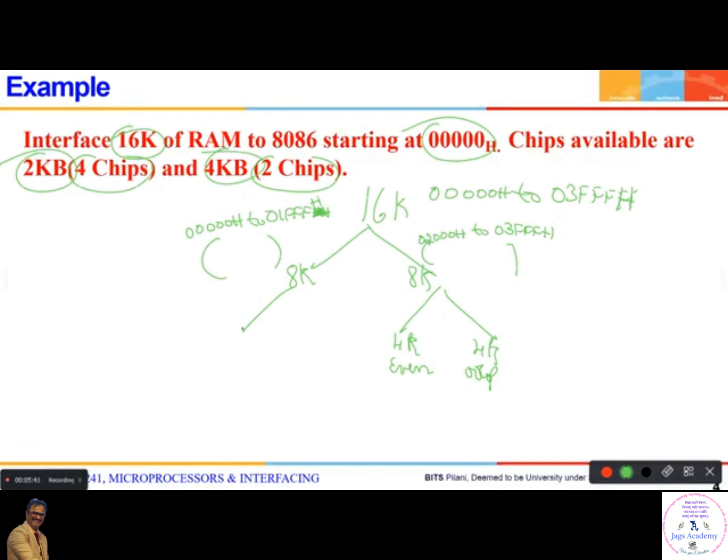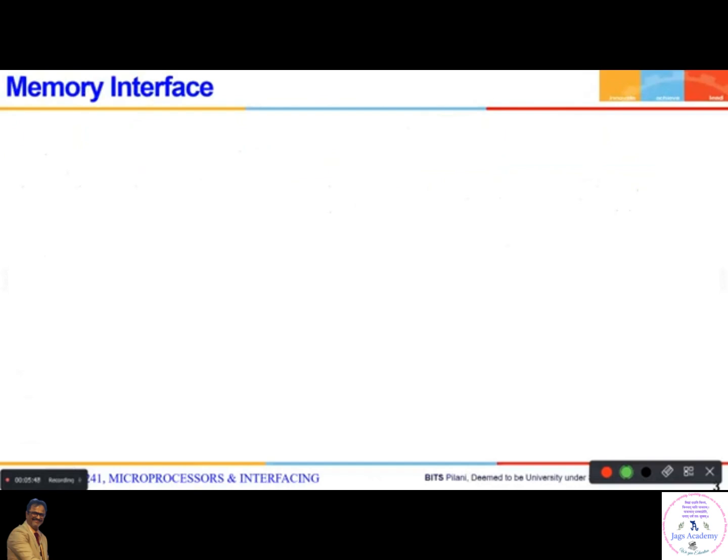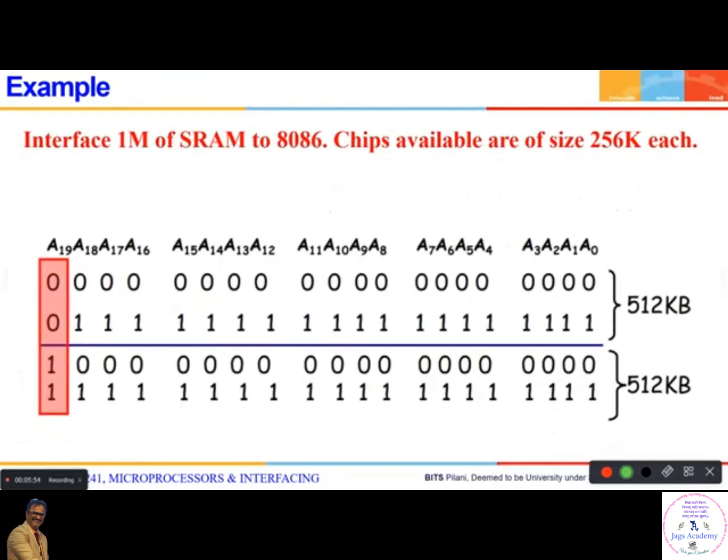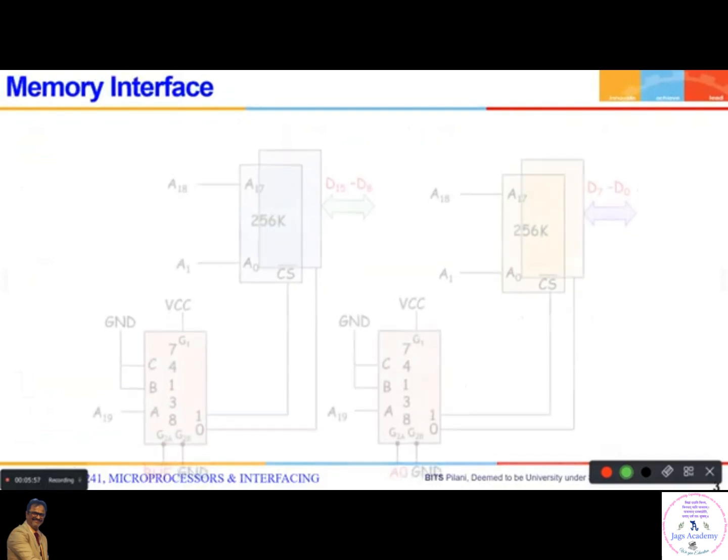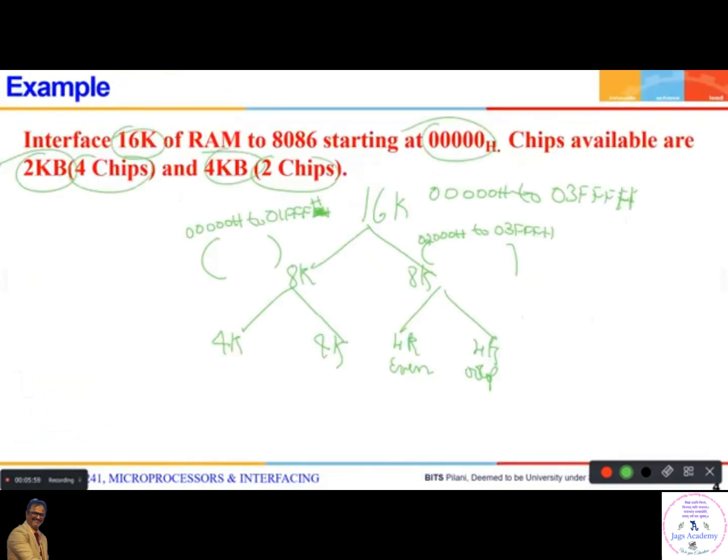Now, here is the other 4K. Once again, divide this into 4K, 4K. Are 4K chips available? No, but 2K chips are available. Now, what is the address range of this? This address range is required. What is the address range of this? Now you tell me.